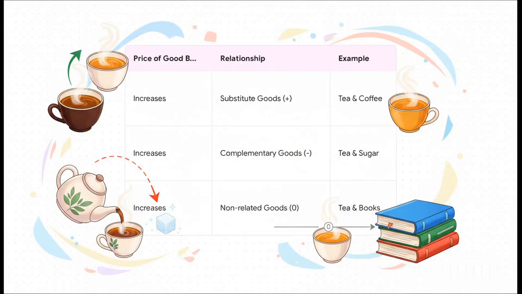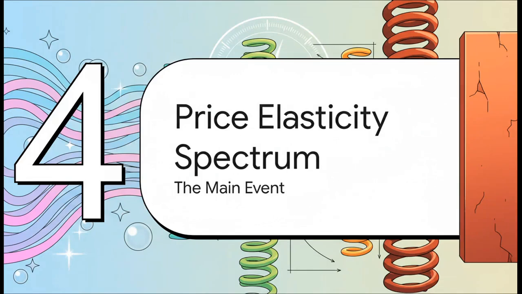So, look at this. If the price of coffee goes up, what happens? Well, the demand for its substitute, tea, is probably going to rise. That's a positive relationship. But if the price of tea goes up, demand for its complement, sugar, might actually fall. That's a negative relationship. And obviously, the price of books has pretty much zero effect on how much tea you're drinking.